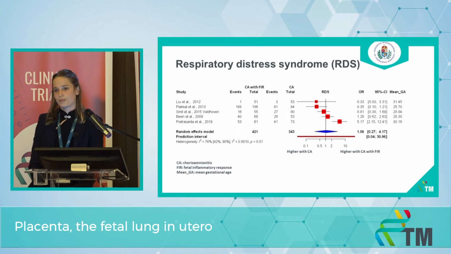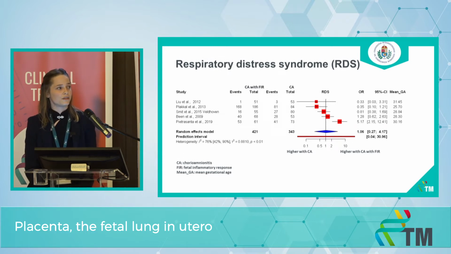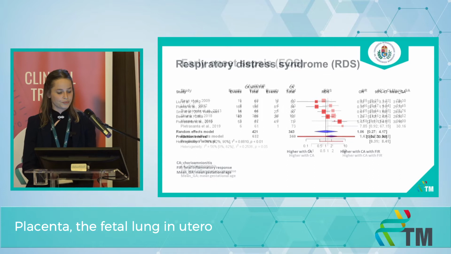Respiratory distress syndrome is a respiratory failure caused mainly by the lack of surfactant in the premature lungs. And here we can see similar distribution with greater heterogeneity. And according to this, we can say there is no association between respiratory distress syndrome and fetal inflammatory response.